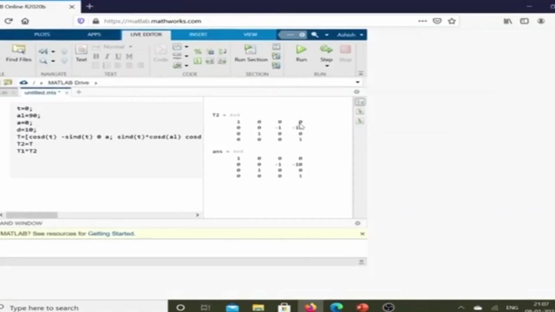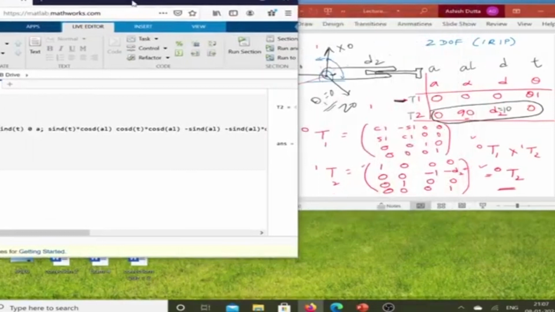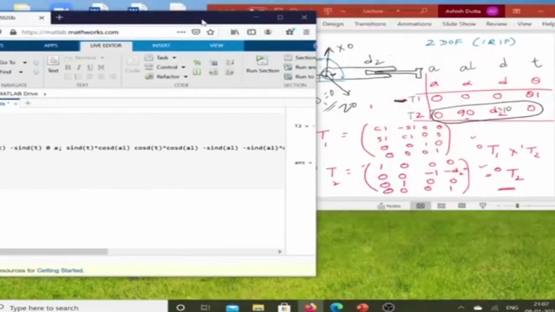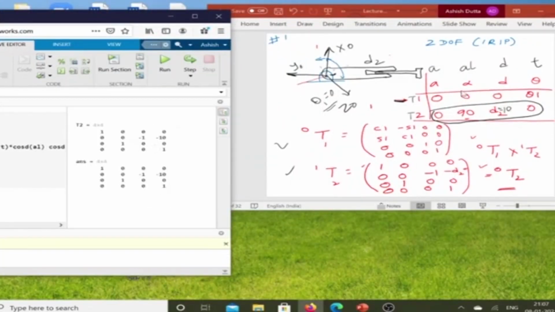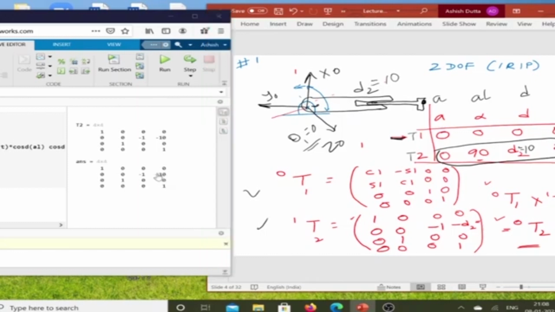Okay, and if I multiply T1 into T2, I get the answer as 1, 0, 0, 0, 0, minus 1, 0, 1, 0, 0, 0, 0, and here it is 0, minus 10, 0, 1. Now what I want you to do is to compare this matrix with the figure here. That's what we're trying to do. If D2 is equal to 10 and theta 1 is equal to 0, then where is this one? It is in the y direction, it is in minus y by 10, and that is what you're getting here.